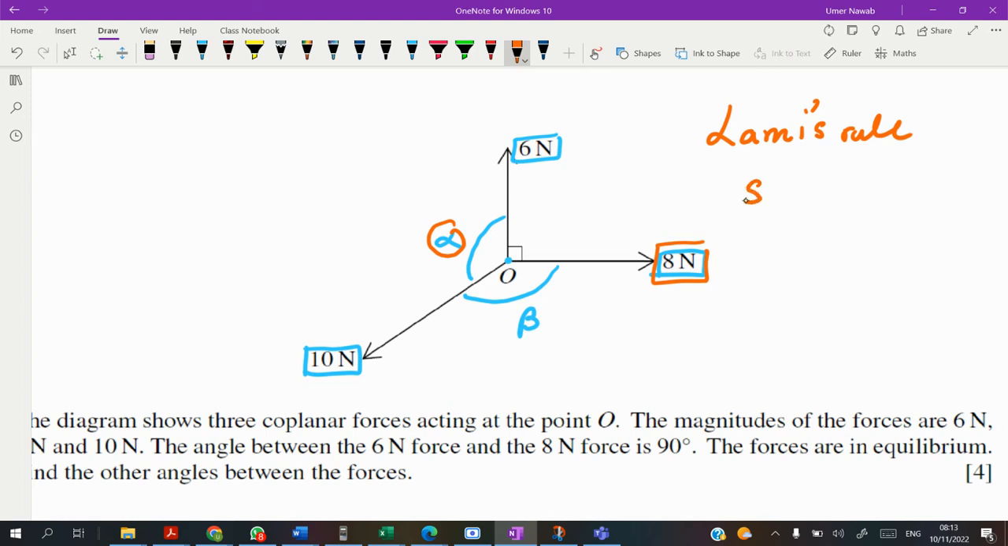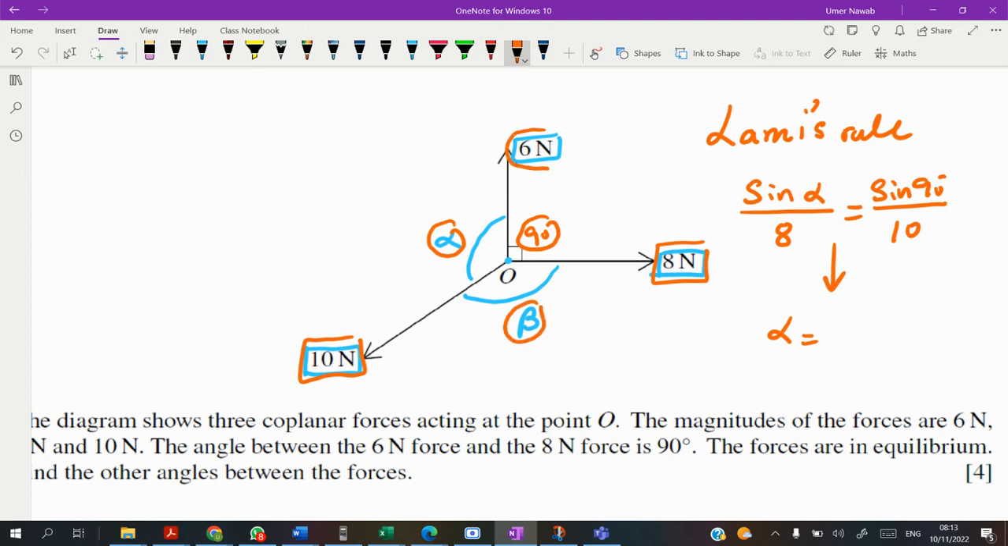How do I write it? I'll write sine of alpha over 8. Come on, this is 90 degrees. Opposite to 90 degrees, which force is there? 10. So I'm writing sine of 90 degrees over 10, and then I will solve this equation for alpha, right? Same thing, I want to get beta.